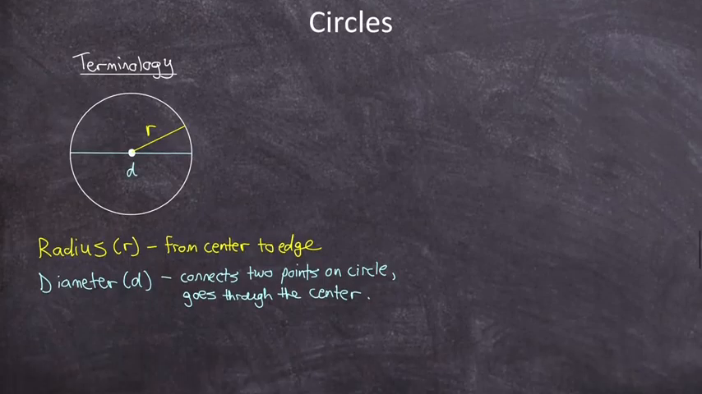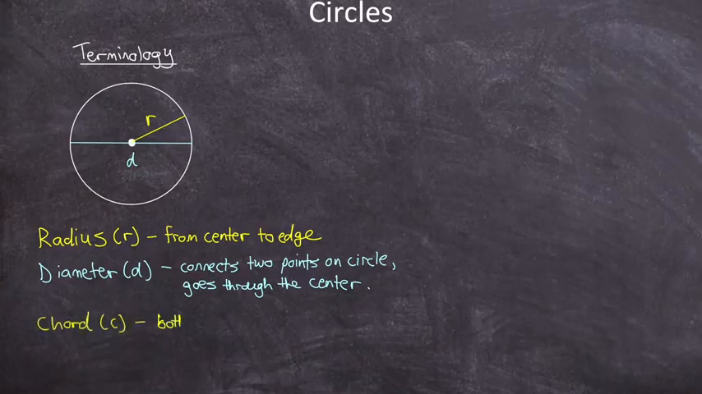And next, I'll draw a chord, which is a line that has both its endpoints on the circle. But a chord does not have to go through the center. So a chord could look like this. Both its endpoints lay on the circle.